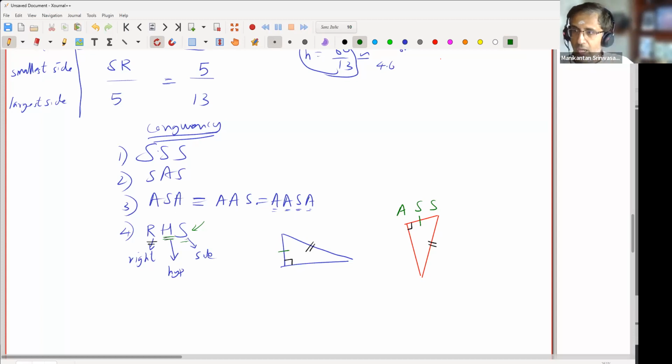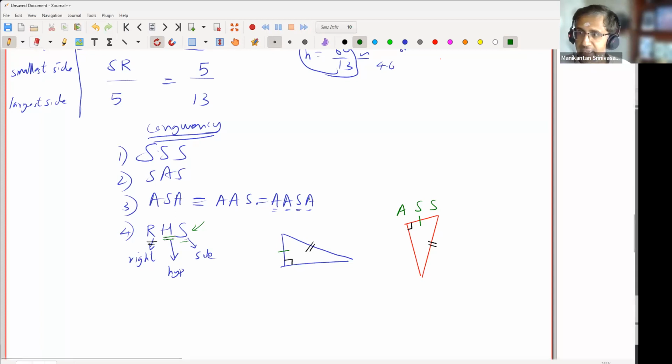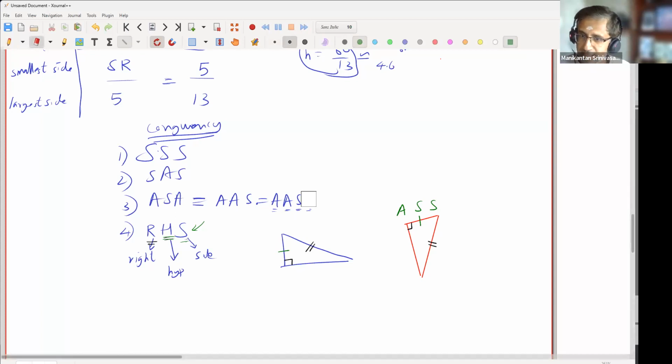ASS works under certain conditions, right? What those conditions are, we'll study later. But in general, it cannot be used for a test. For a right angle, it can be used, but not just right angle. There are other cases also where ASS can be used. But what those are, we'll skip for later.